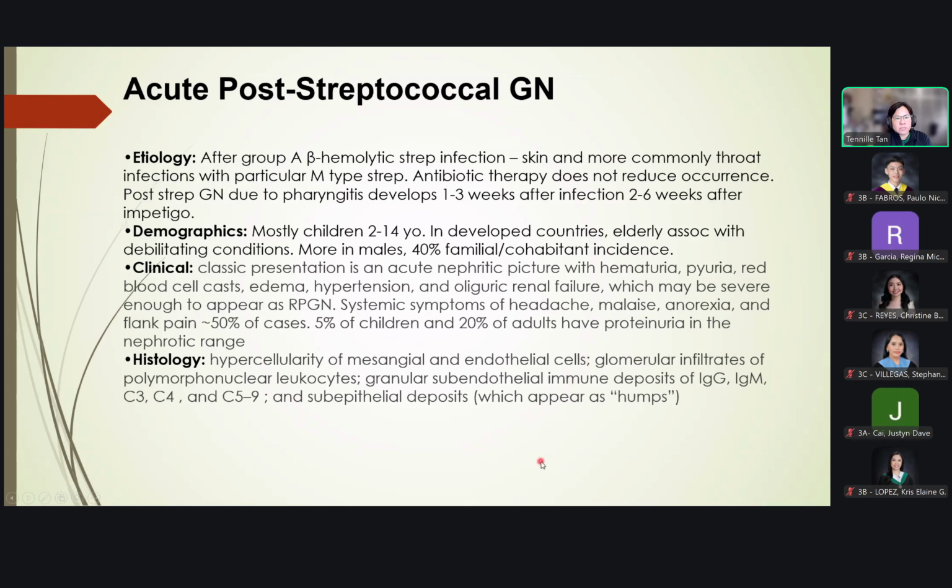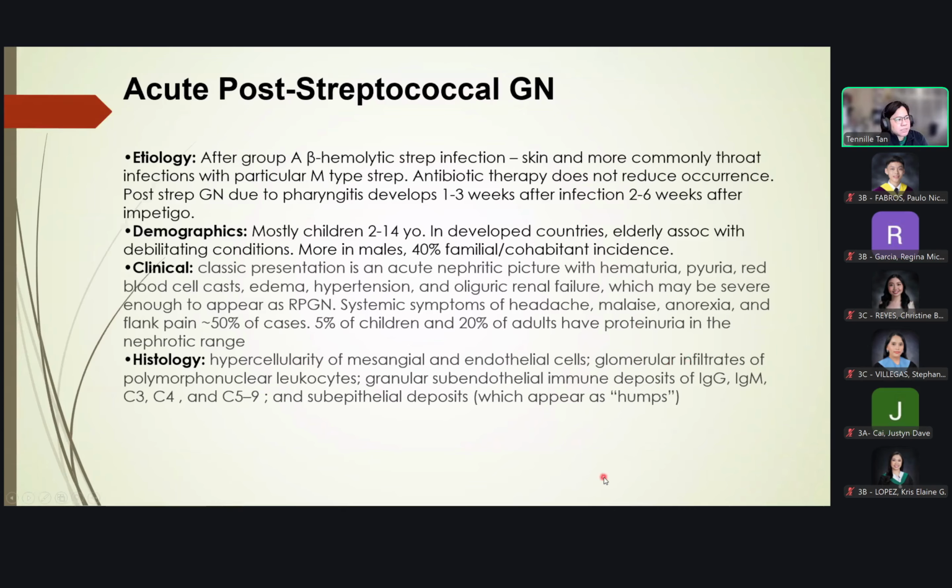So demographics: usually mostly children 2 to 14 years old. However, in developed countries, it's often seen in elderly patients associated with debilitating conditions. It's more frequent in males, and there is a 40% familial or cohabitant incidence.